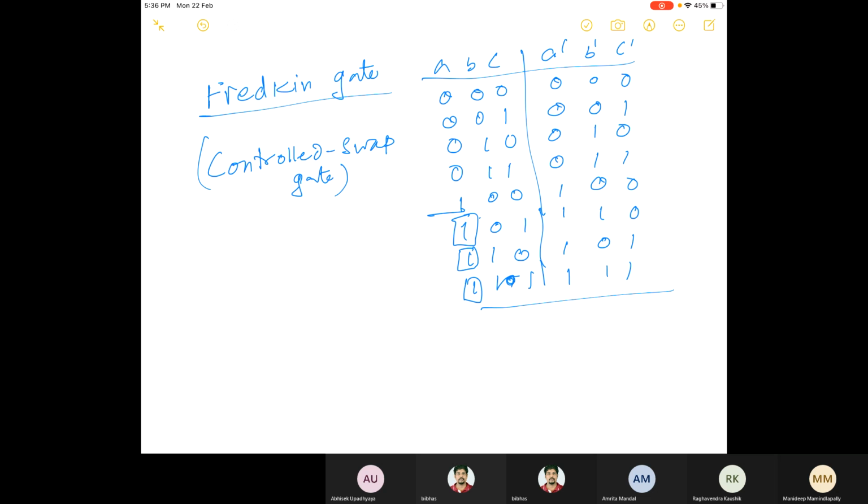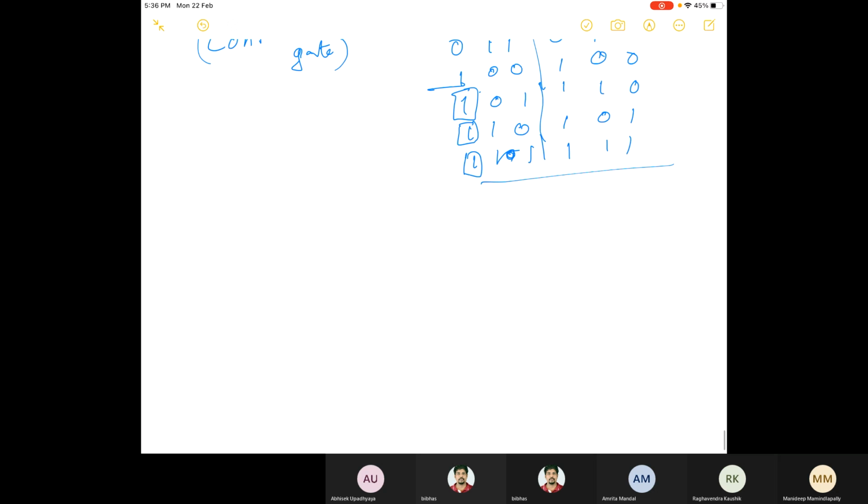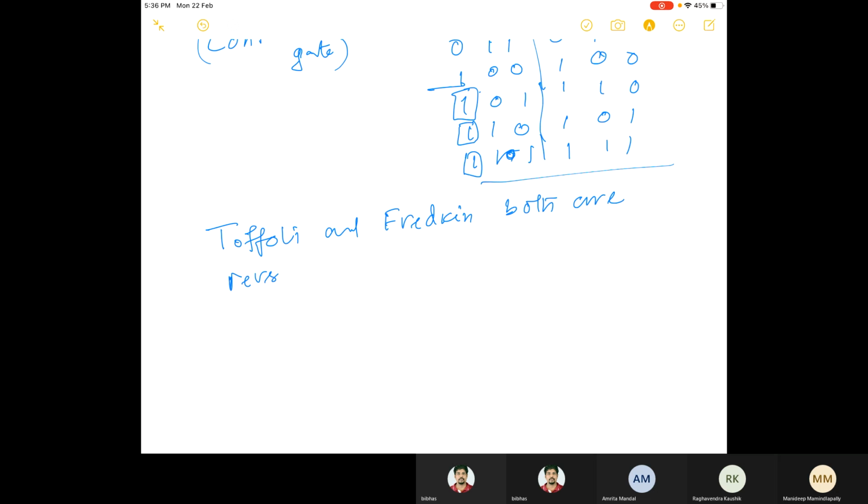I'm not going to prove it, but in fact the smallest gates which are reversible and universal in classical computation are nothing but the Toffoli gate and the Fredkin gate. So Toffoli and Fredkin are both reversible and universal.